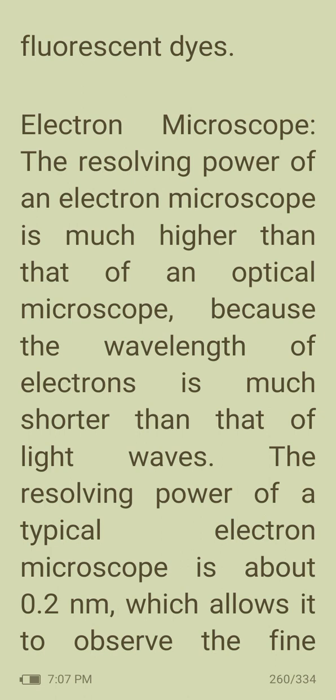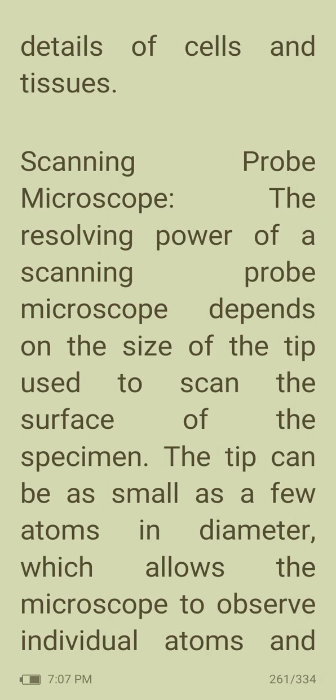And the electron microscope. The resolving power of an electron microscope is much higher than that of the optical microscope because the wavelength of electrons is much shorter than that of light waves. The resolving power of a typical electron microscope is about 0.2 nm, which allows it to observe the fine details of cells and tissues.